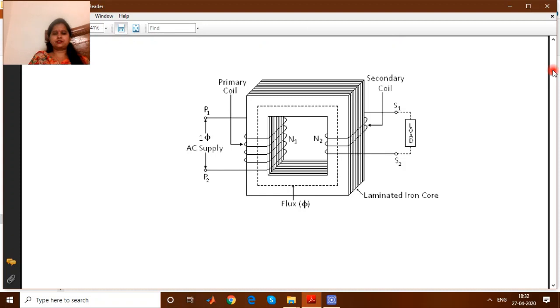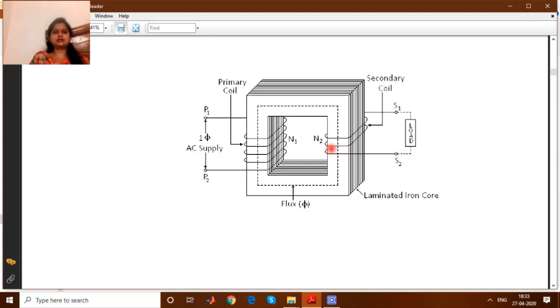Mutual induction. This is the core of the transformer, made up of a magnetic material like iron. And this is the winding. This is called the primary winding, and this is called the secondary winding, right? The primary winding is connected to the single phase AC supply, and the secondary winding is connected to the load.